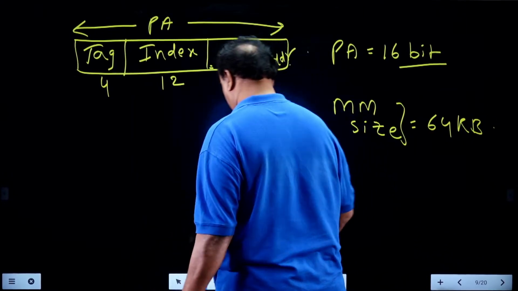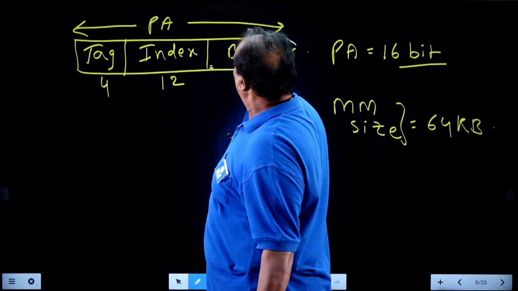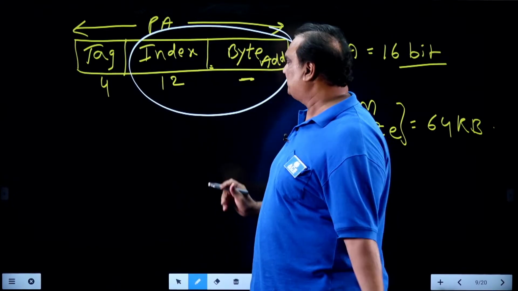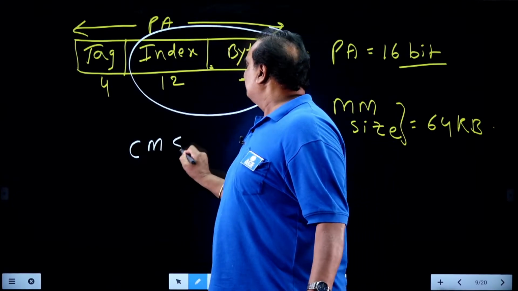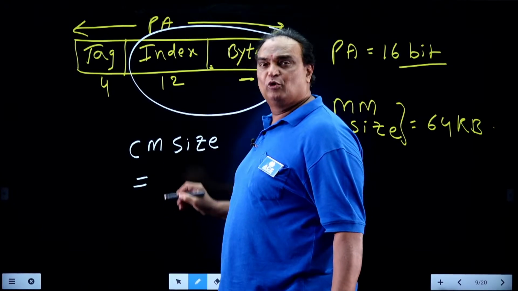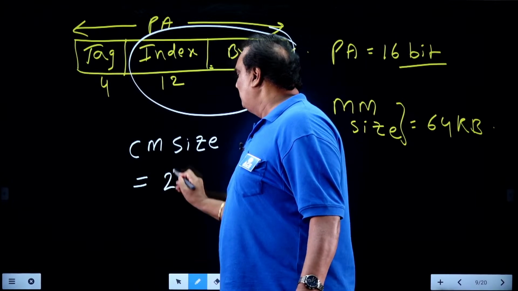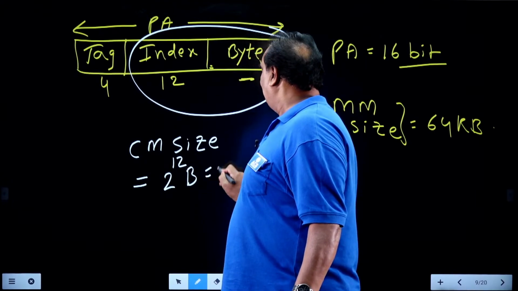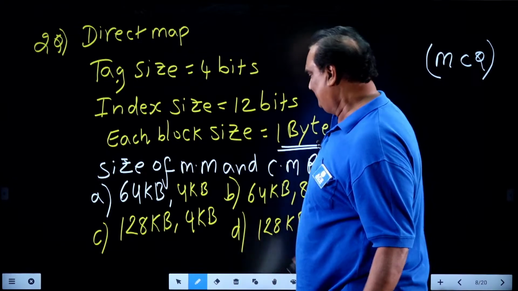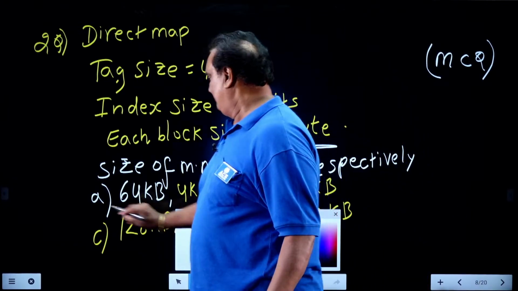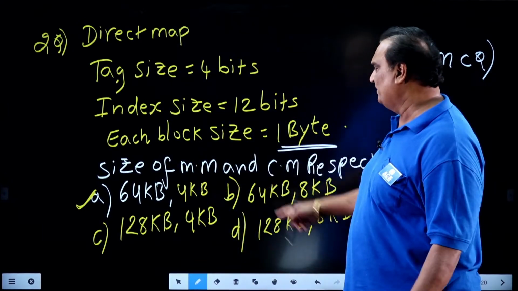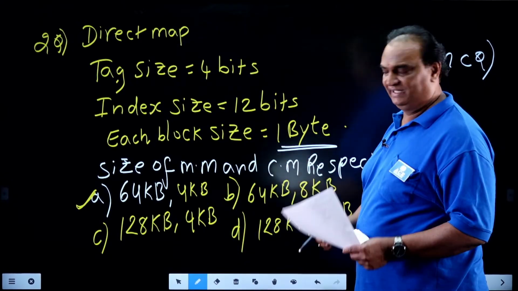At the same time, the middle field and last field tell the size of the cache memory. Then cache memory size is 12, meaning the address size is 12 bit, which means 2 power 12 bytes, that is 4 kilobyte. Hence, the correct option is option A, 64 KB and 4 KB, the sizes of main memory and cache memory respectively.